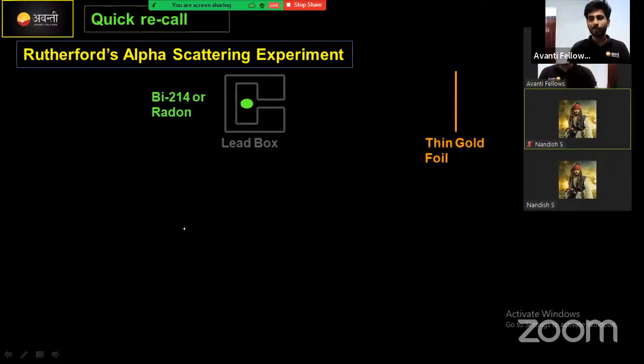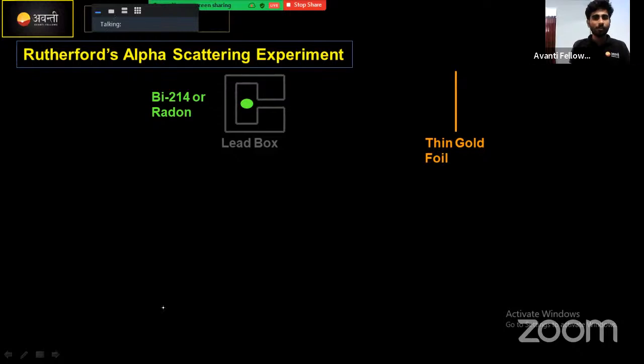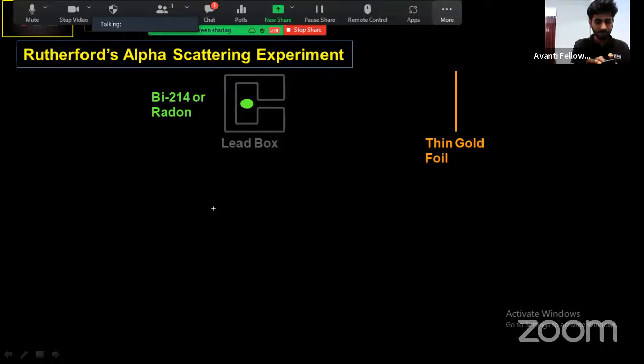Just a minute guys, my screen is not visible properly to me itself. Okay, my screen is visible, right? The second slide. Just a minute, I will check in YouTube also once. Yes.